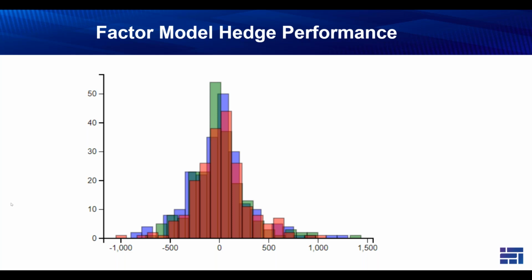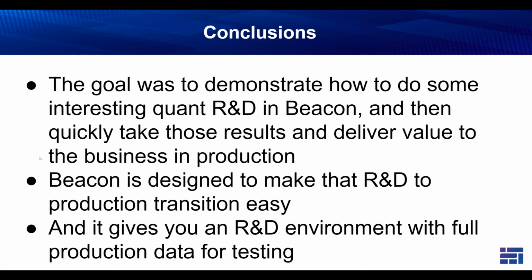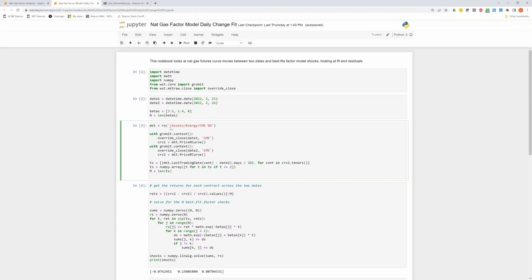Okay, so let's move from behavior in normal markets to behavior in stressed markets. So I'm going to go to another Jupyter Notebook that lets us look at that. Here I've got a Jupyter Notebook. It defines 2 dates. So let's look at the market move from February 15th to February 16th, 2022, before Russia invaded Ukraine, when everyone sort of expected they were going to. I've got my 3-factor model defined by the 3 different mean reversion strengths for the different factors.